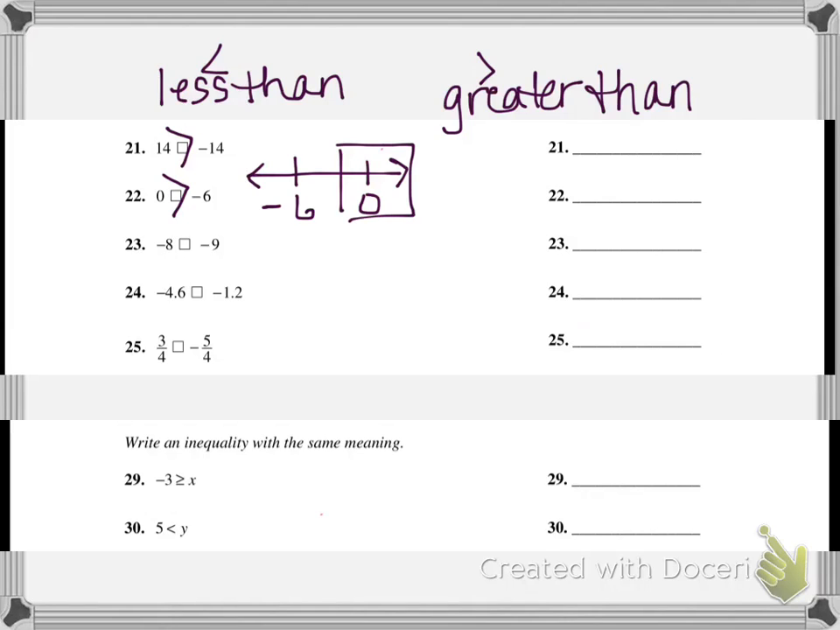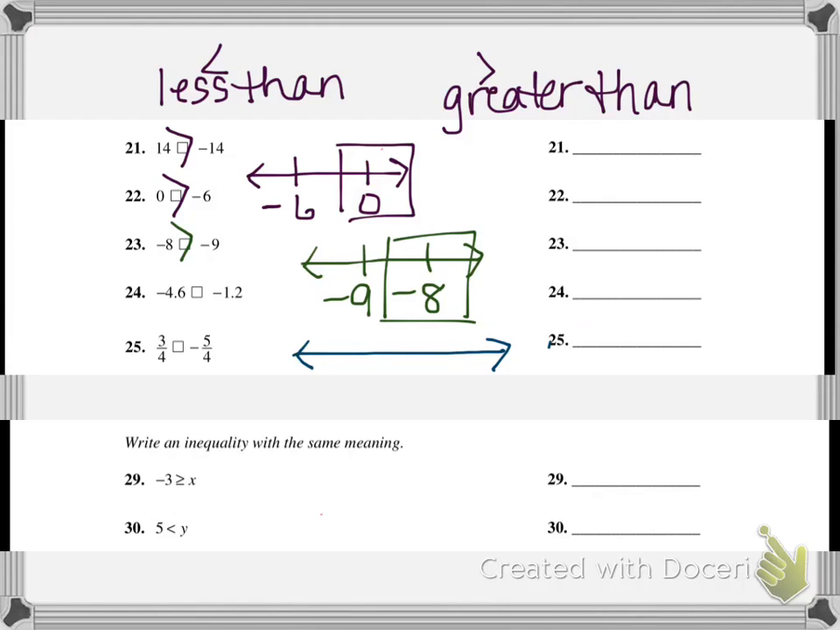It's trickier when you have two negative numbers. So I like to draw a number line, or you can visualize a number line. So if you start with 0 and you're going to the left, you're going to encounter negative 8 first, and then negative 9. So the number on the right again is larger. So negative 8 is greater than negative 9. If we look at the next problem, both numbers are still negative, so we'll say 0 is somewhere down here. I'm going to encounter negative 1.2 before I encounter negative 4.6. So negative 1.2 is my larger number. So it means negative 4.6 must be less than negative 1.2.